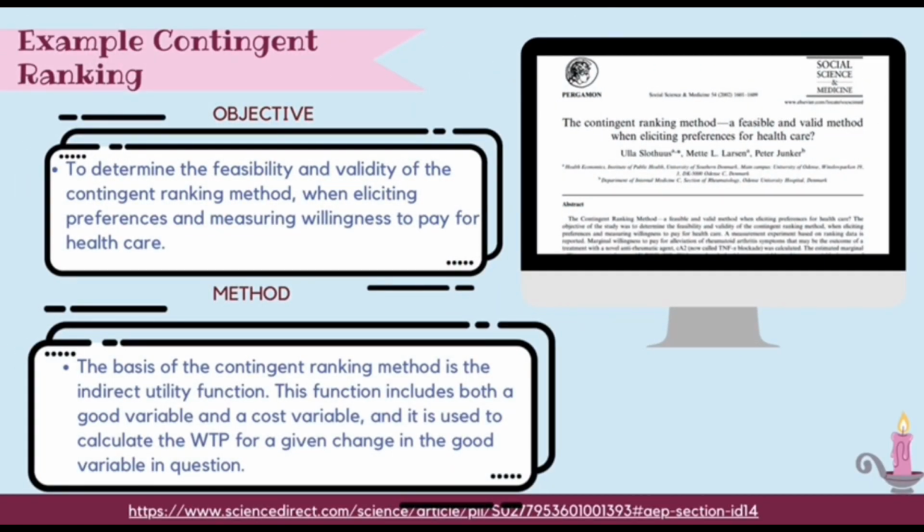Here are some examples of contingent ranking. The objective is to determine the feasibility and validity of the contingent ranking method when eliciting preferences and measuring willingness to pay for healthcare. For the method, the basis of the contingent ranking method is the indirect utility function. This function includes both a good variable and a cost variable, and it is used to calculate the WTP for a given change in the good variable in question.